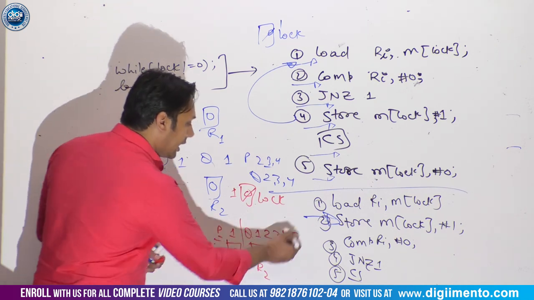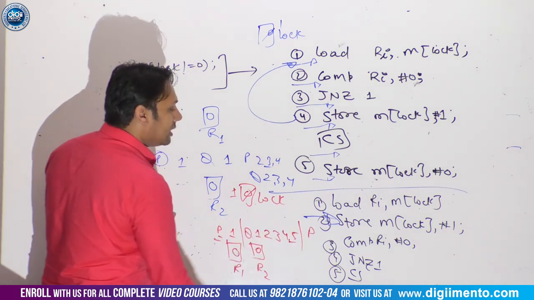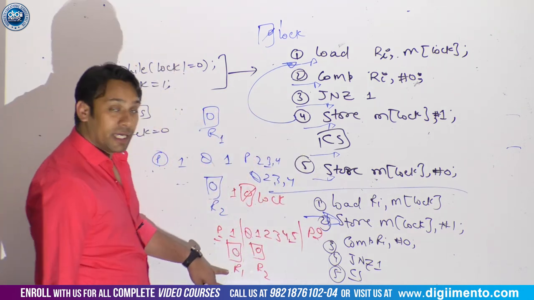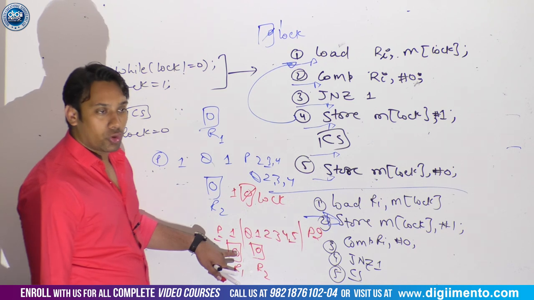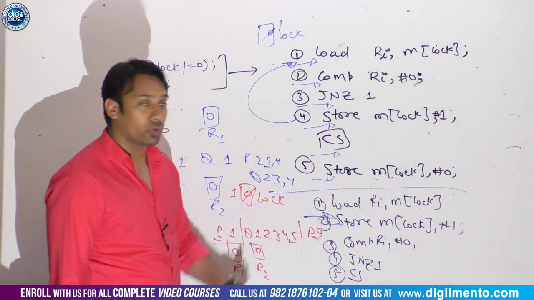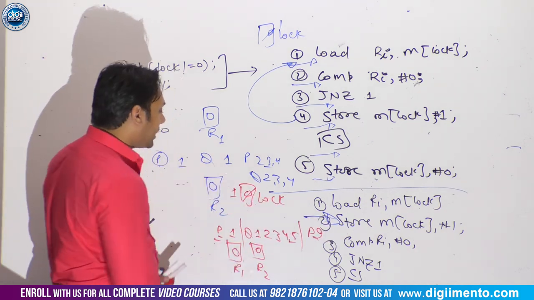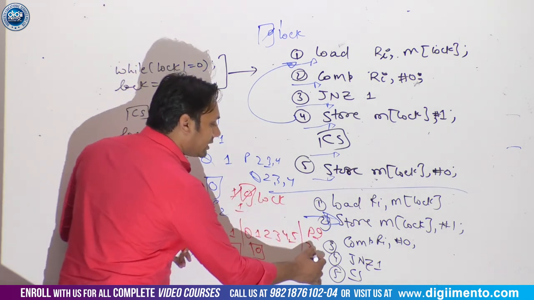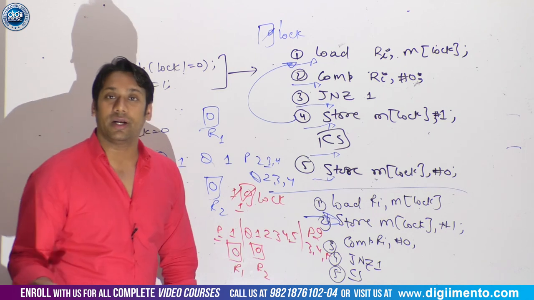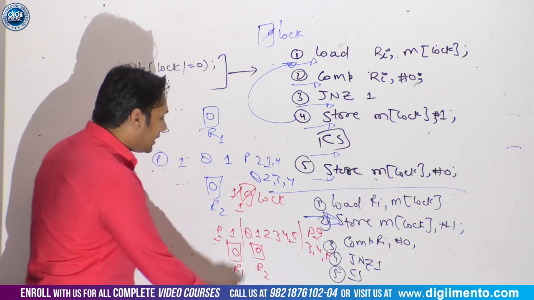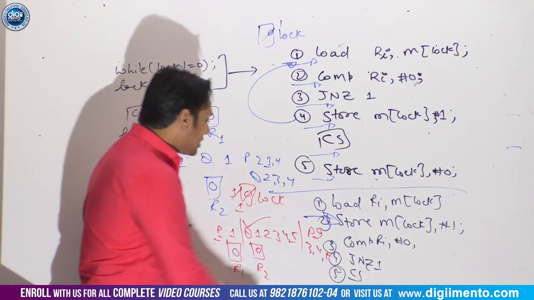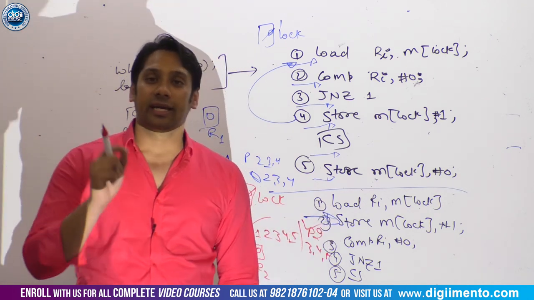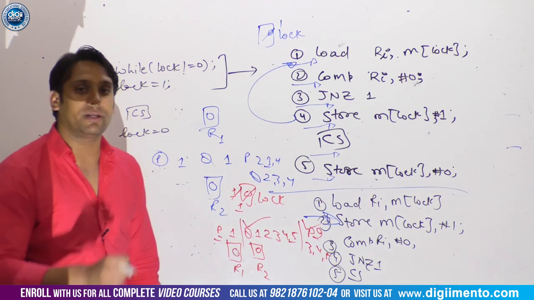Now again the CPU is given to process P. Process P also executed line number 2. Remember, process P had already stored the value of the lock. Process P will again store 1 inside the lock. Now process P can also execute line numbers 3, 4 and 5. Process P can also enter. Now you can clearly see process Q can enter as well as process P can also enter. Both of these processes can enter the critical section at the same time.